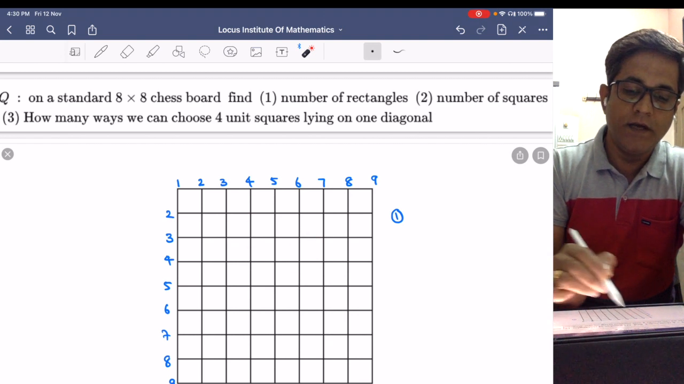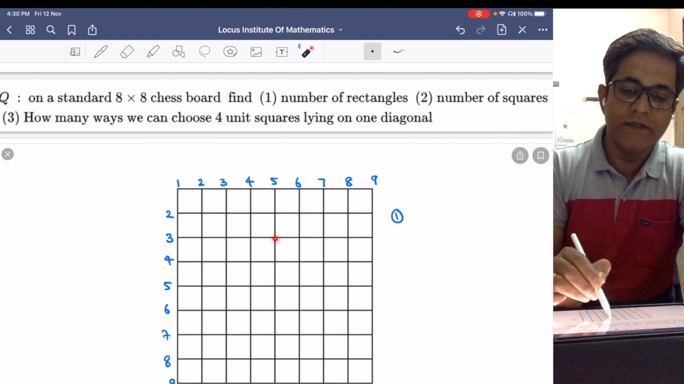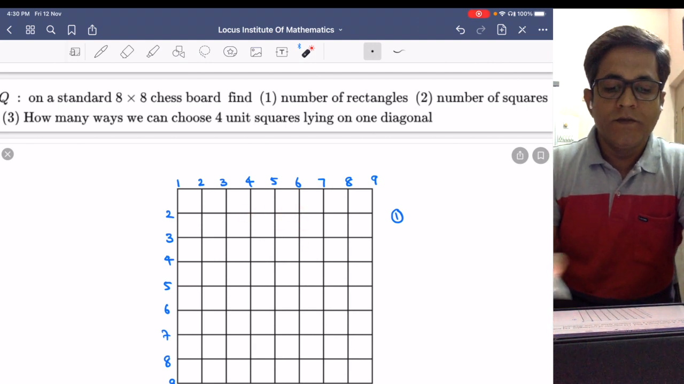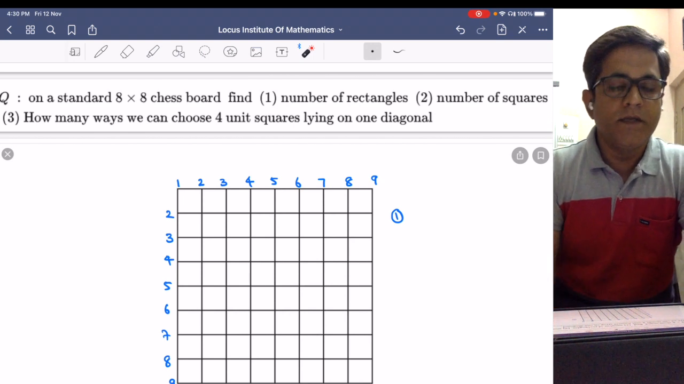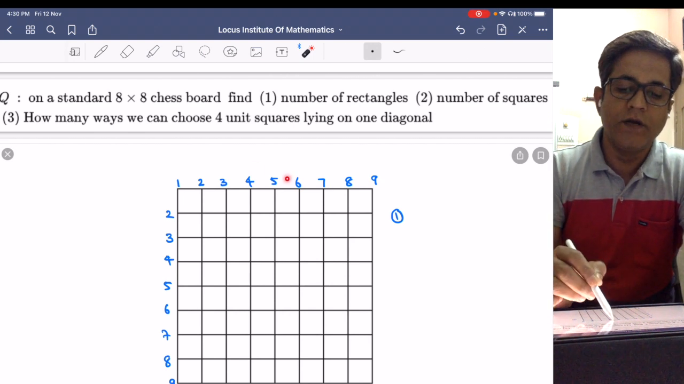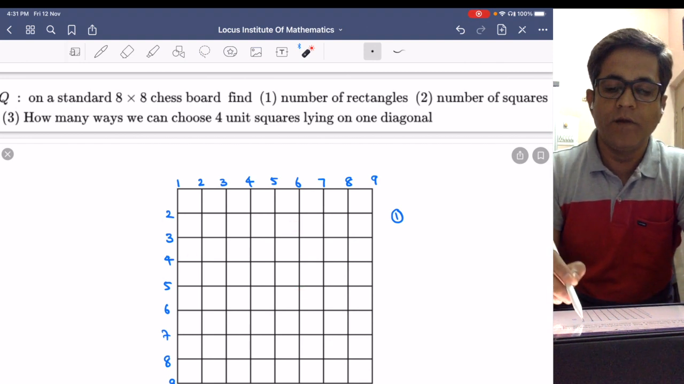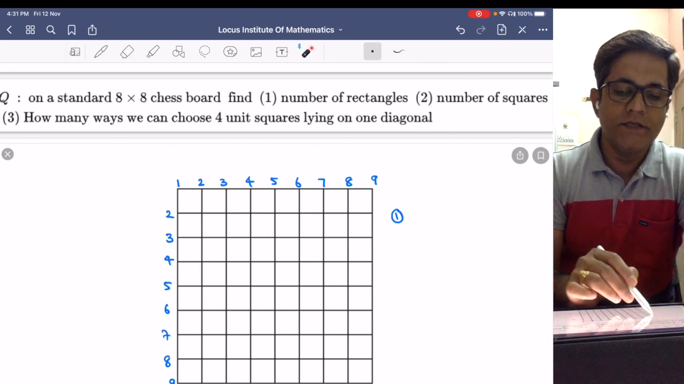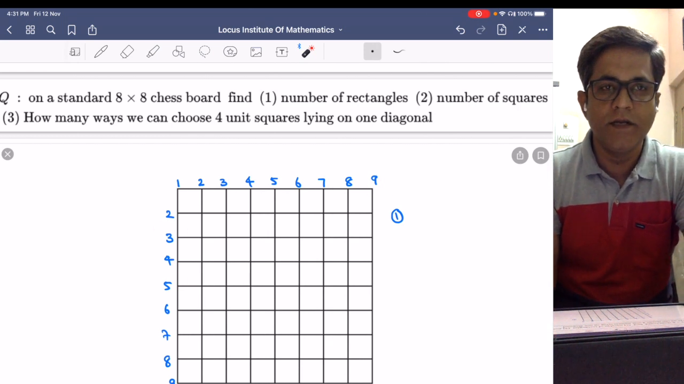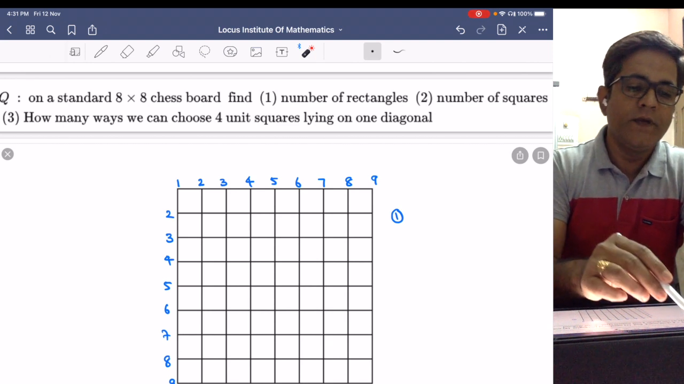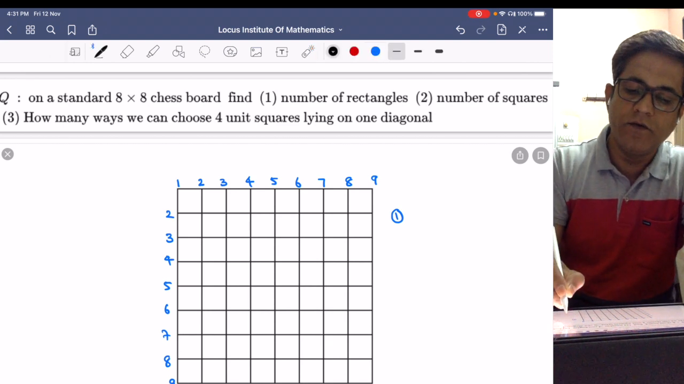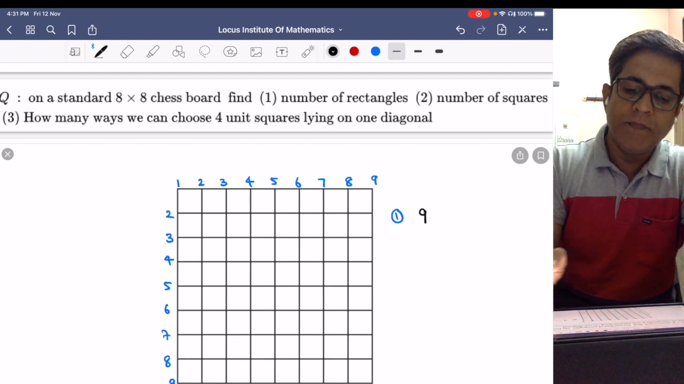Therefore 4, 6 and 2, 3 gives this rectangle. So the total number of rectangles is nothing but the number of ways of selection of 2 vertical lines and 2 horizontal lines. So selection of 2 vertical lines from 9 vertical lines and selection of 2 horizontal lines from 9 horizontal lines gives one rectangle.